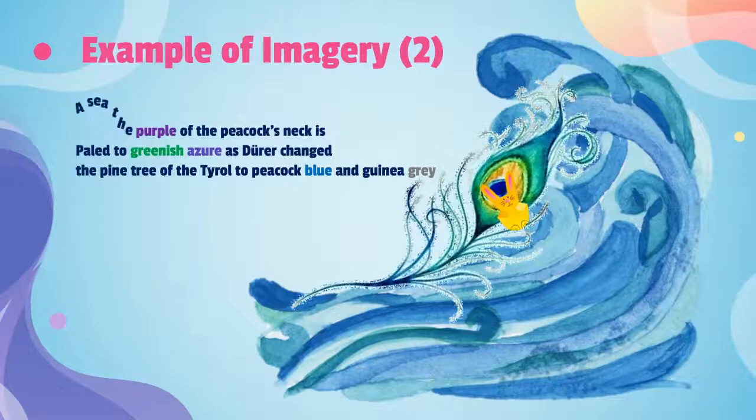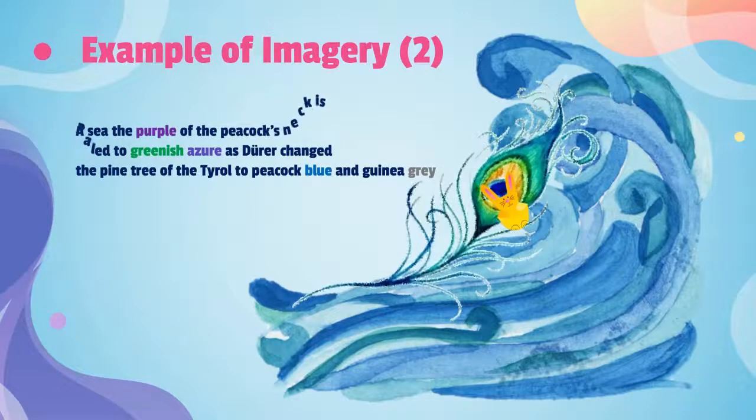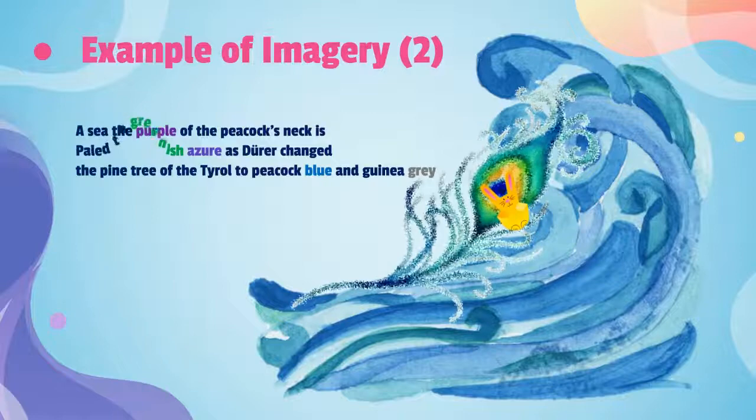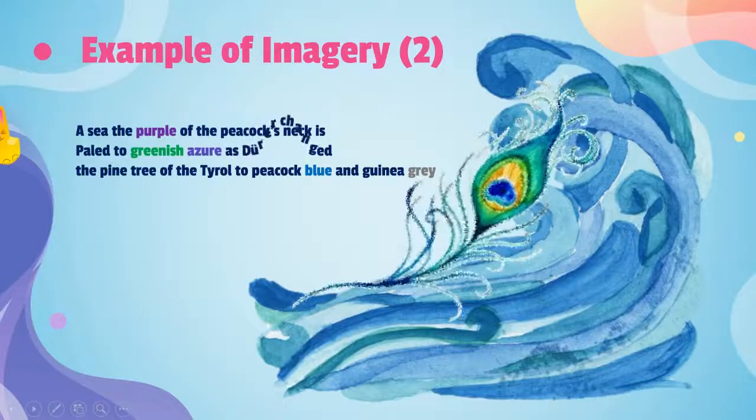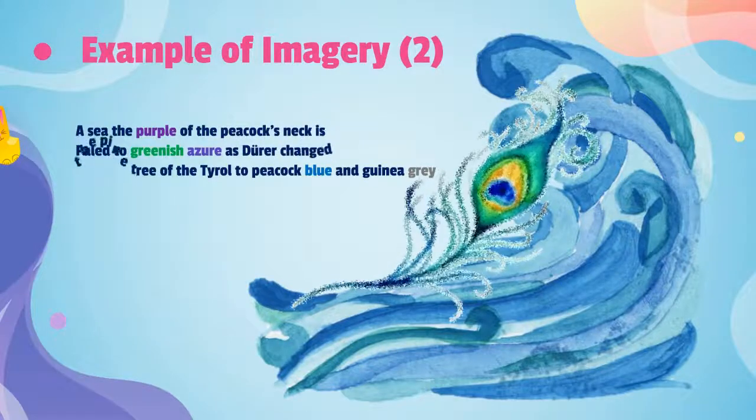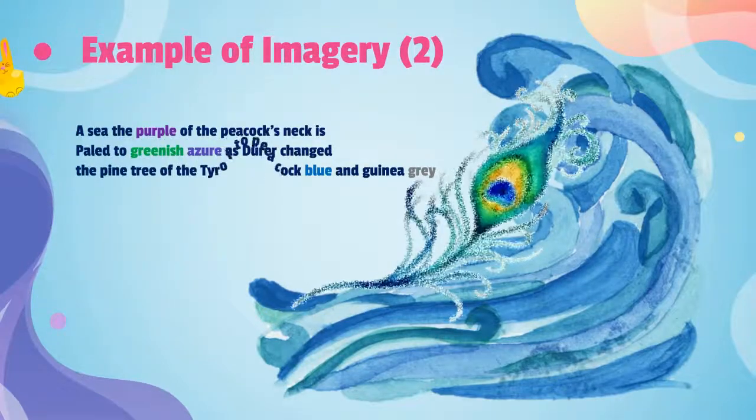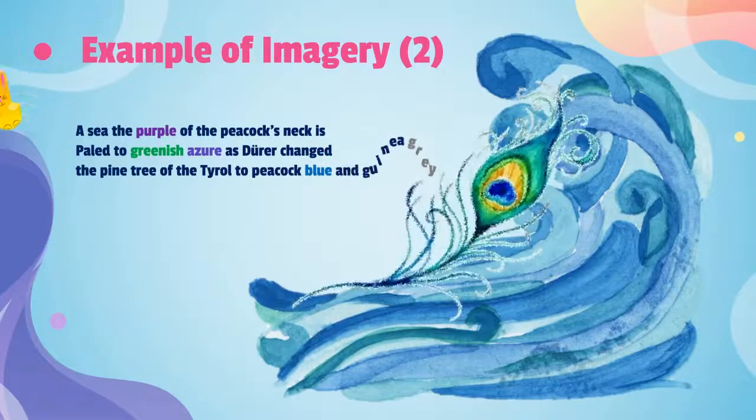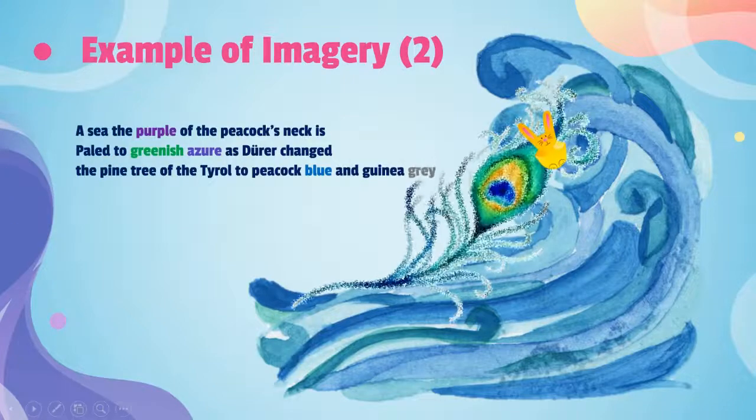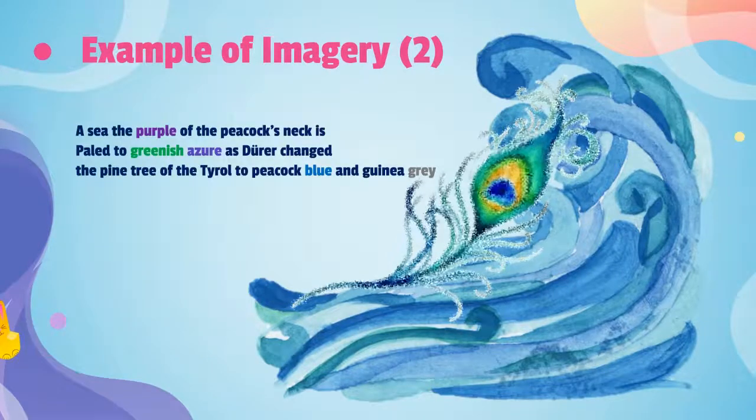For example, here the poet is talking about a painting, and he's saying how the painter has portrayed the Tyrol Mountains in Austria. I will show you the painting in the next slide, but we have the images of the sea, for example, the peacock. A sea, the purple of the peacock's neck is paled to greenish azure as Durer changed the pine tree of the Tyrol to peacock blue and guinea gray. The idea is that the painter has changed the colors of the real landscape into something else.